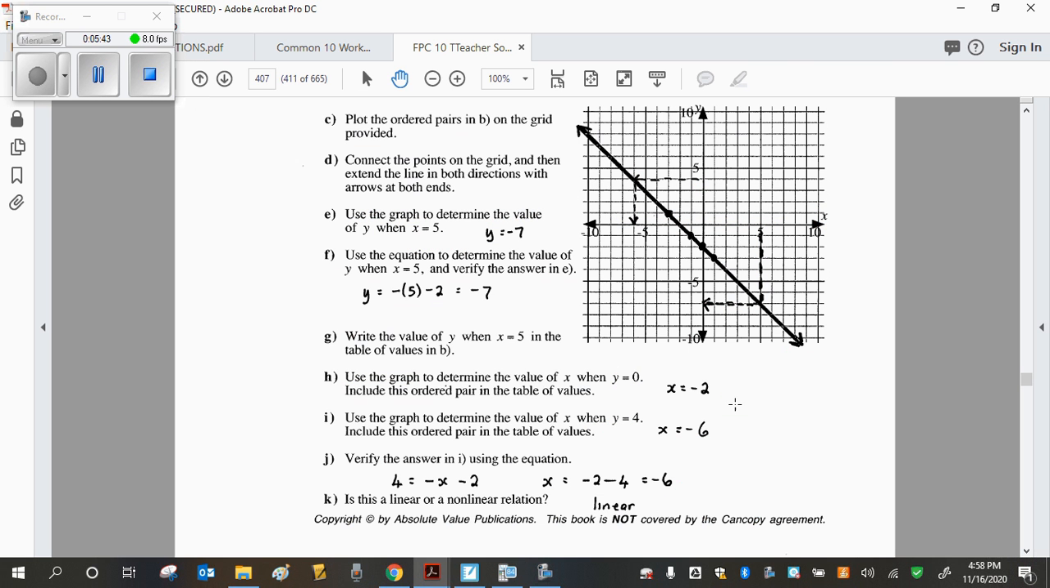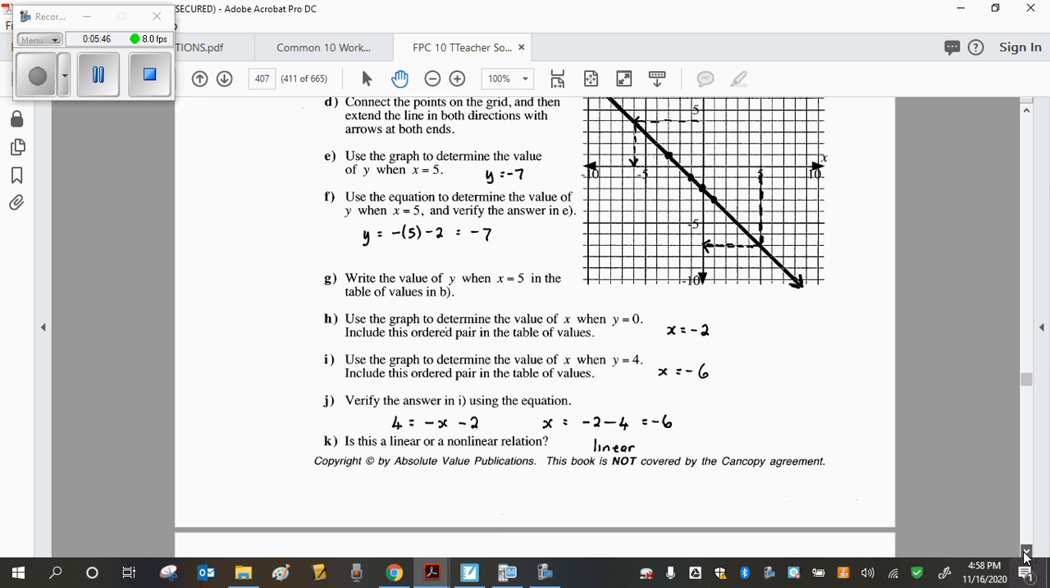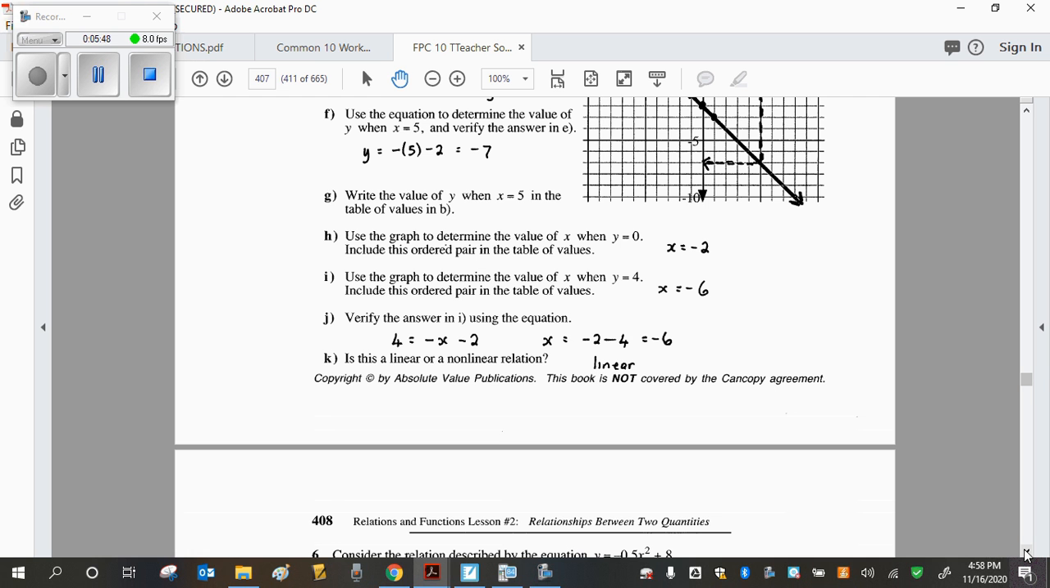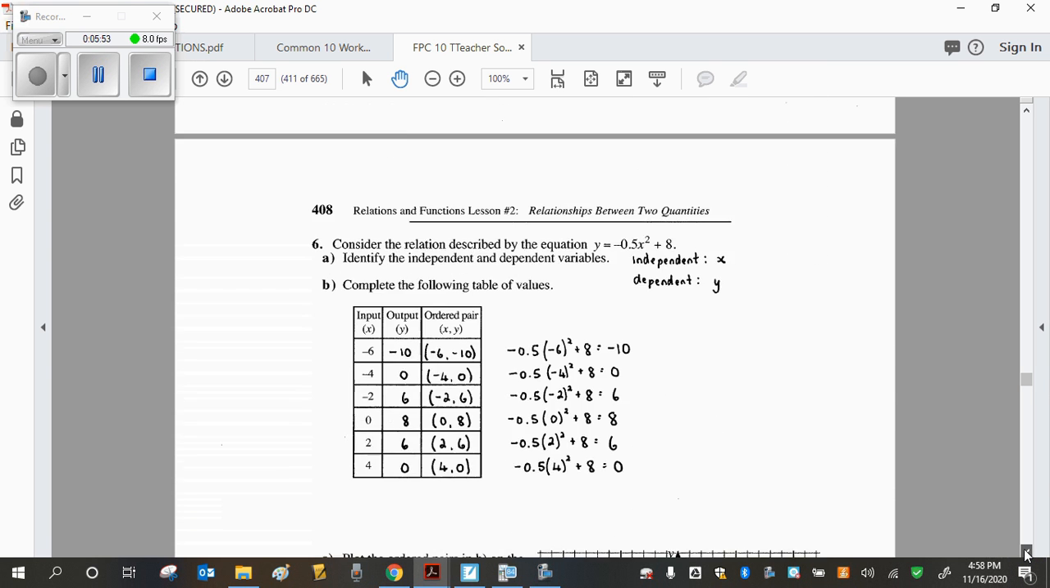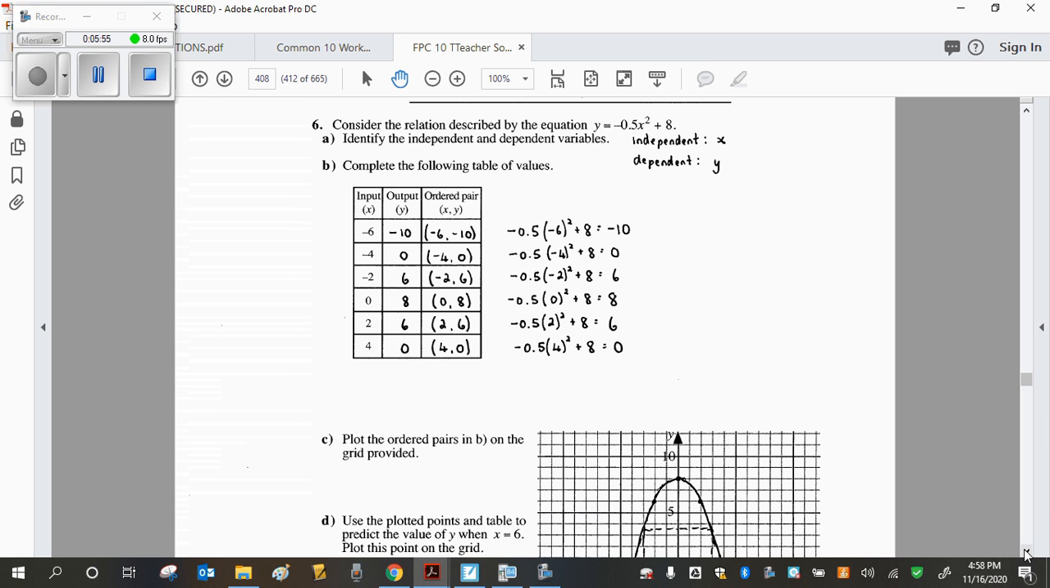Okay, next is page 12 on your handout. Number 6. Again, ask that A question. Don't miss it. And when you see an x squared in your equation, you should think parabola, either up or down. And if there's a negative in front of x squared, we'll learn that more in grade 11, it faces down.